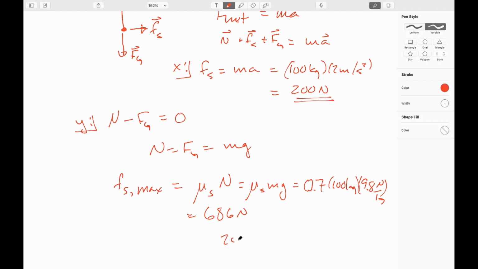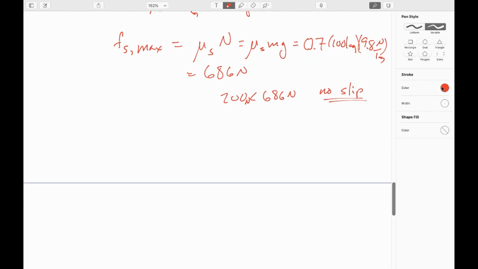Now, 200 newtons is less than 686 newtons, so we will not slip. If the required force were greater, then the box would slip, and that would take us into the regime of kinetic friction. So let's go ahead and treat that.